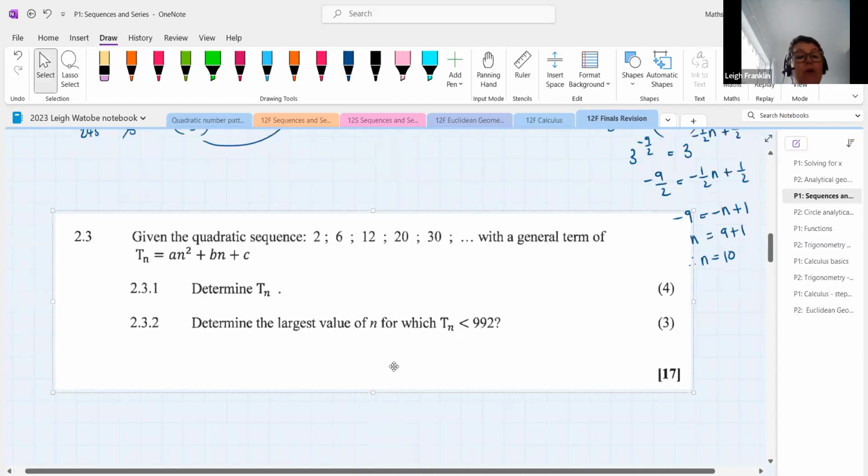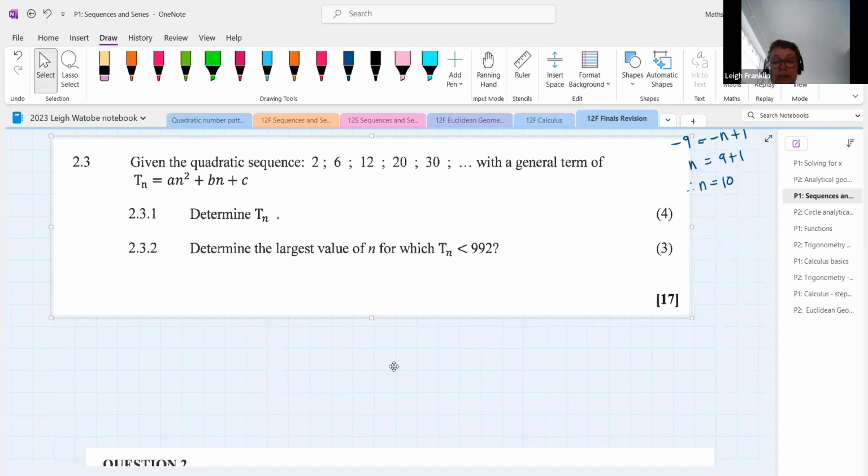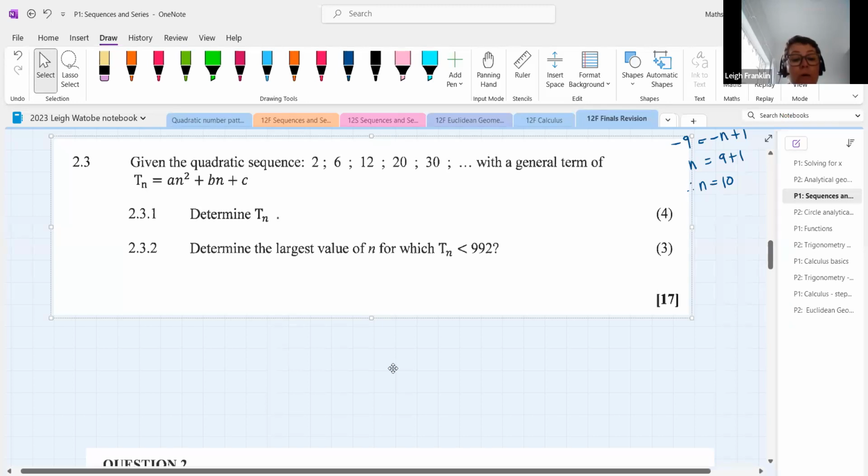Gugu, you've already got an answer for question 2.3.2. So question 2.3 is on quadratic sequences. Again, I'd like you guys to do 2.3.1 on your own, and let's see if you can do 2.3.2 on your own as well.